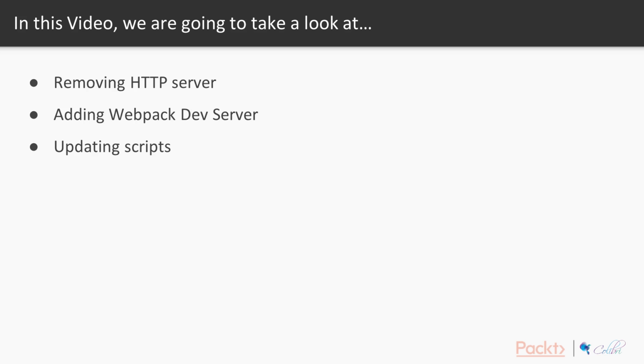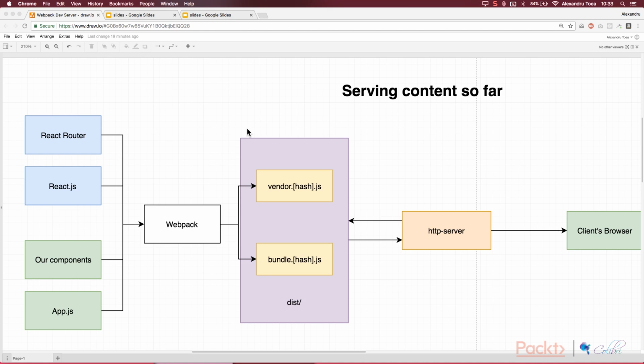First of all, we will be removing our HTTP server that we've been using so far to serve the content. Then we will add our Webpack dev server, and we will make sure we update all the scripts in our project to reflect those changes. Before we jump into the coding and configuration bit, let's have a quick recap of how we've been serving content so far. So in here, we have a small diagram of how our system works at this point.